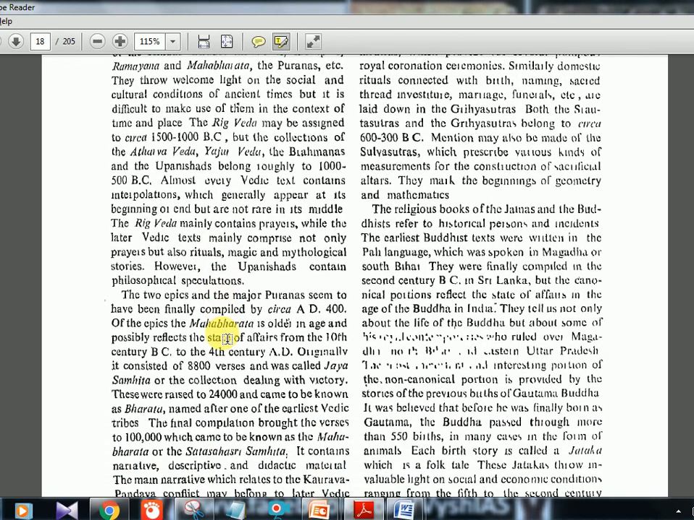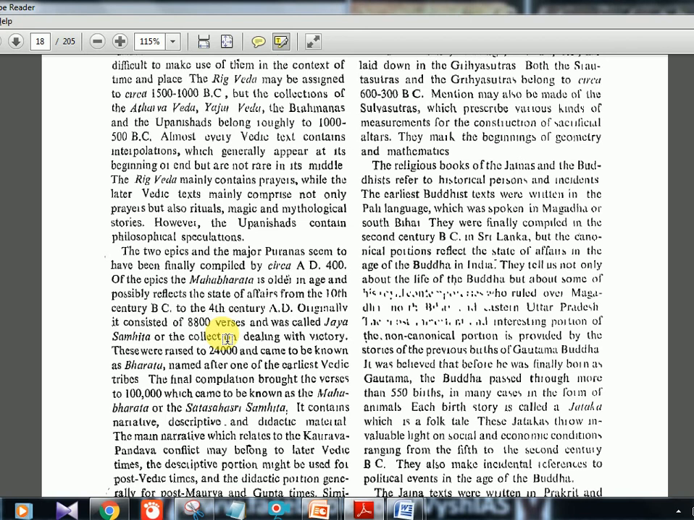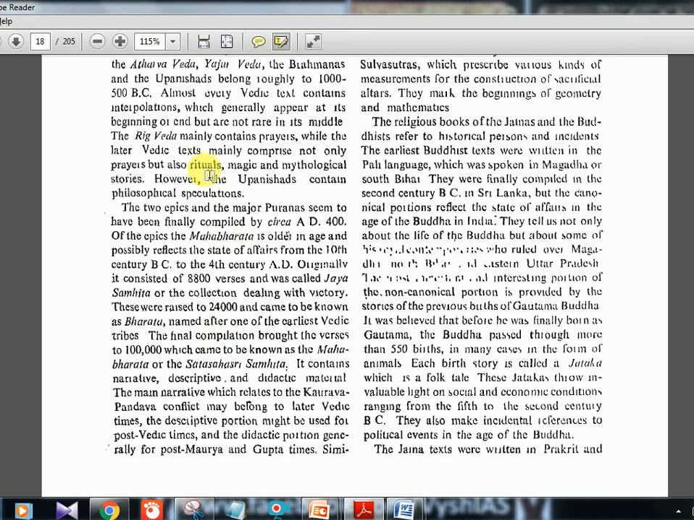These are all old textbooks, and the timeline is around 1000 to 500 BC. So it's not the AD time; it is the BC time. Now Rig Veda, what does it have? Rig Veda mainly contains prayers, while the later Vedic texts comprise not only prayers but also rituals, magic, and mythological stories. Even Sama Veda has a lot about music. Magic will be in the Atharva Veda. Everything has its own meaning, so I'll tell you later when we deal with it.